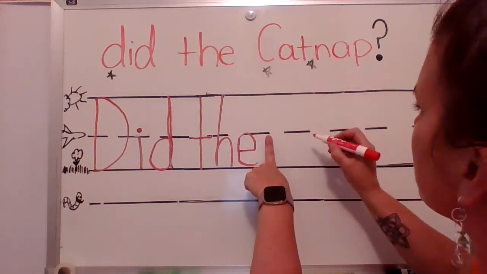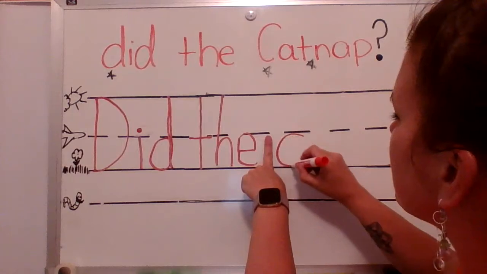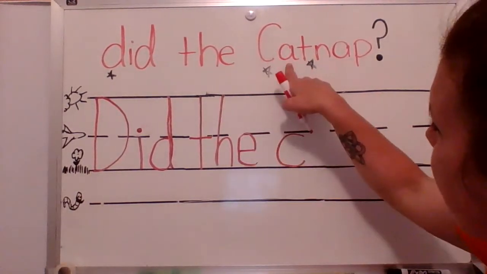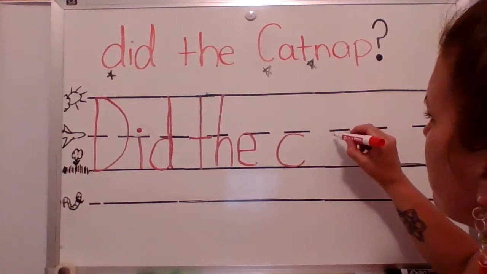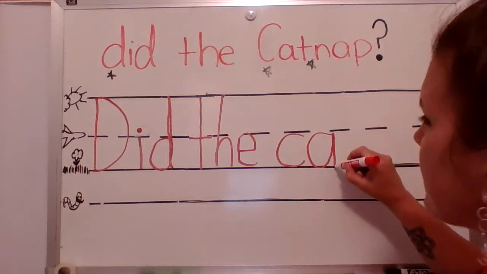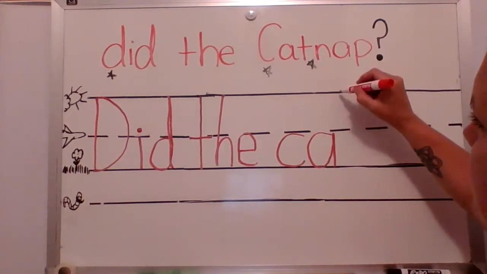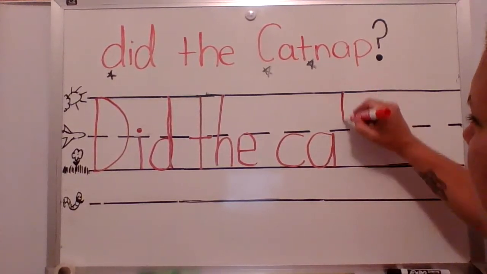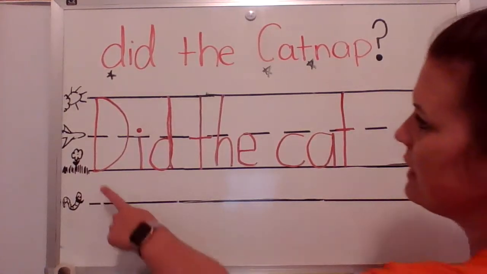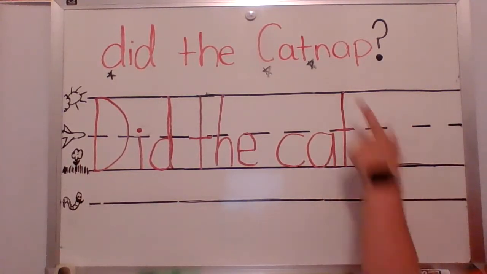So I'm going to start on the plane line and go back and around to the grass line. A is next. We need our A, and that starts on the plane line. Around to the grass line, up to the plane line, down to the grass line. Then we need the letter T. T is a skyline letter, so we're going to go back up to the skyline, down to the grass line, cross it on the plane line. Did. The. Cat. And we need one more word.